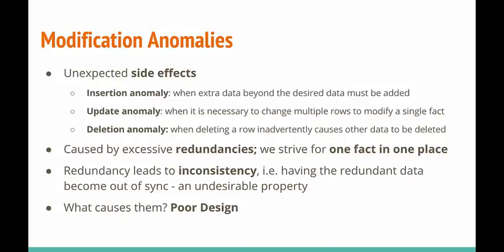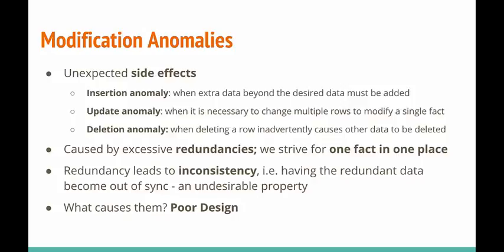An update anomaly occurs when it is necessary to change multiple rows to modify a single fact. To give you an example, Penn State maintains information about you, such as your name, your date of birth, and your student ID. An update anomaly would occur if, for example, you changed your student ID. If they needed to update more than one record to make that change happen, that would be an update anomaly.